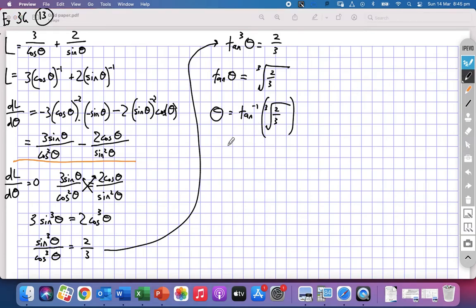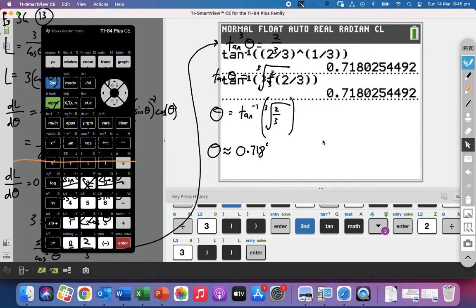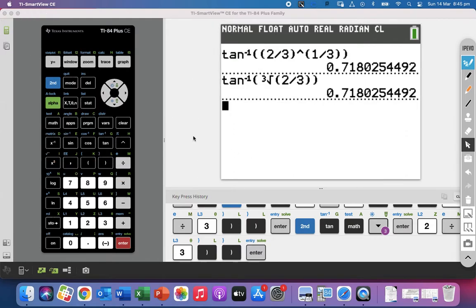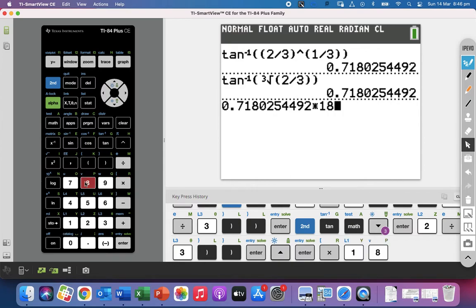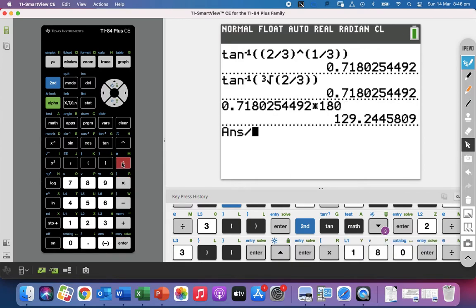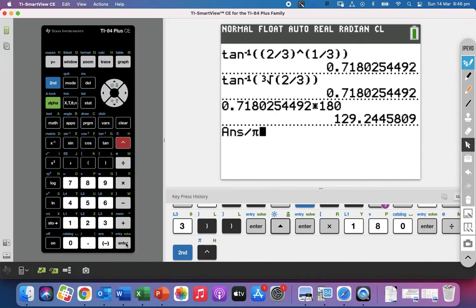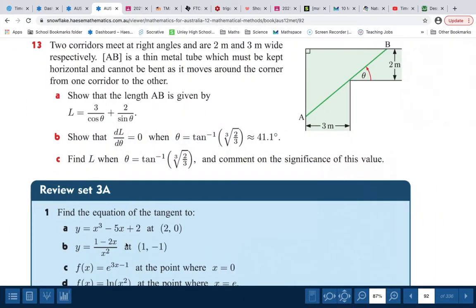Oh, I think the book reports it in degrees. So theta is approximately 0.718 radians. Now, conversion on the calculator. It's going to be a bit hard to see. Let's just hide it. Take this number, times by 180, divide by pi. 41.1 degrees. What's the book say? There it is, 41.1 degrees.